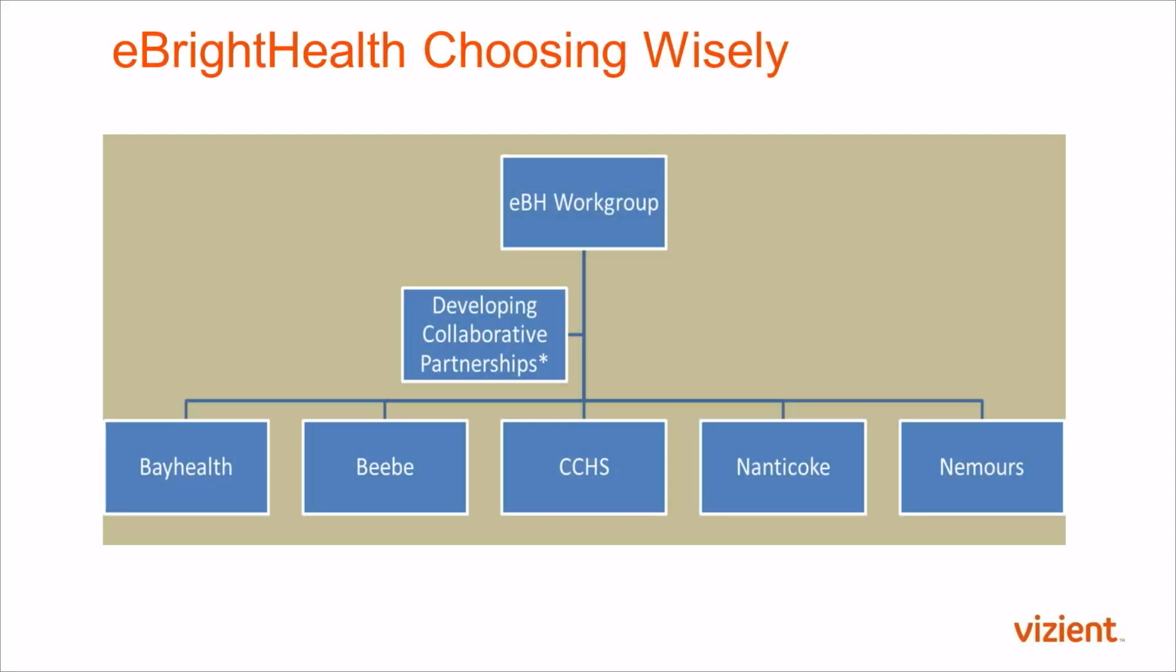So, like many of you, you've been involved in formation and operation of ACOs. In Delaware, we formed our ACO roughly 3 or 4 years ago. Out of that, 18 months ago, eBright Health was formed with five acute care health systems inside of the state of Delaware. What's been really fun about this is now we're collaborating with our like organizations in the state, and we have to recognize that these vary from small hospitals to large tertiary care medical centers. So our collaborative partners in the state include Bay Health, BB, Nanticoke, and Nemours, which is a children's hospital.